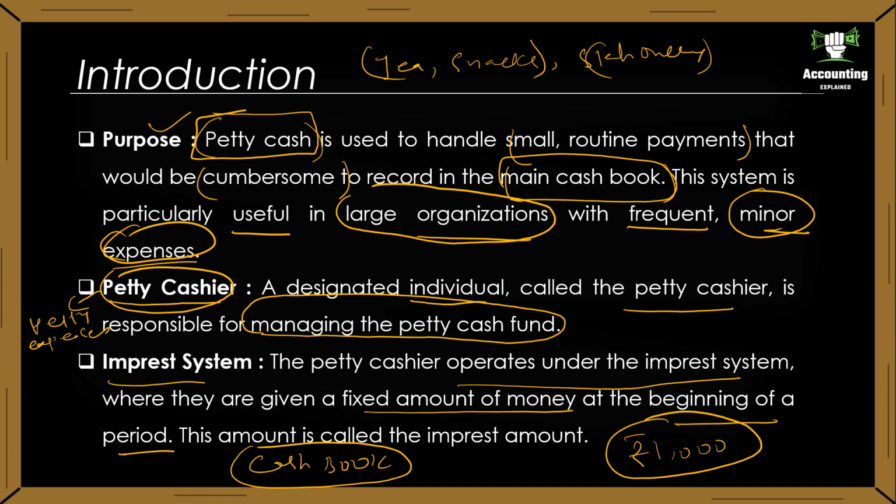So, at the starting of the week, he will be given ₹1,000. This ₹1,000 is called the imprest amount or the petty cash fund. See here, petty cash fund. It can be called the petty cash fund or the imprest amount.